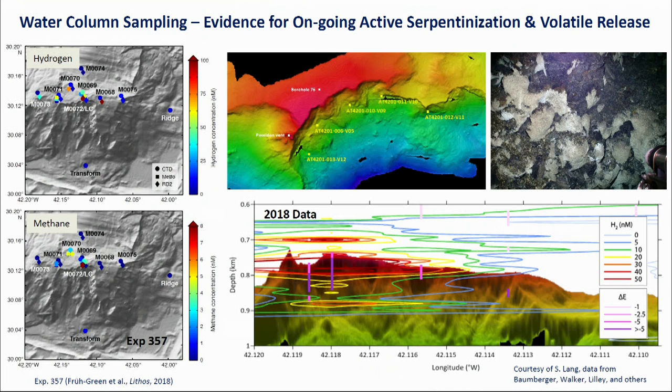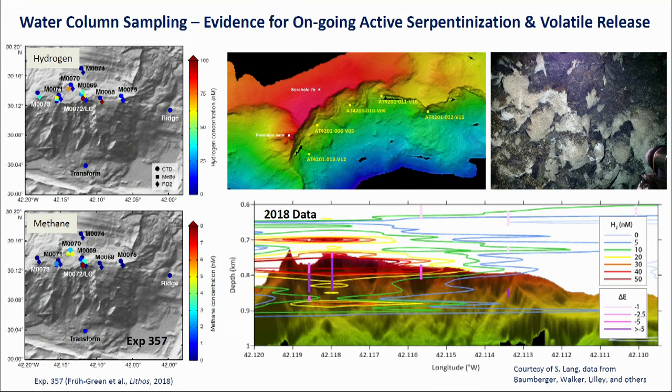We did water column sampling, and here are plots of hydrogen dissolved in the water before drilling, after drilling, and from the two different drills, and methane. What we can see is that, especially near the Lost City field, we have elevated concentrations of both hydrogen and methane related to serpentinization, and they are higher than in the central sites.